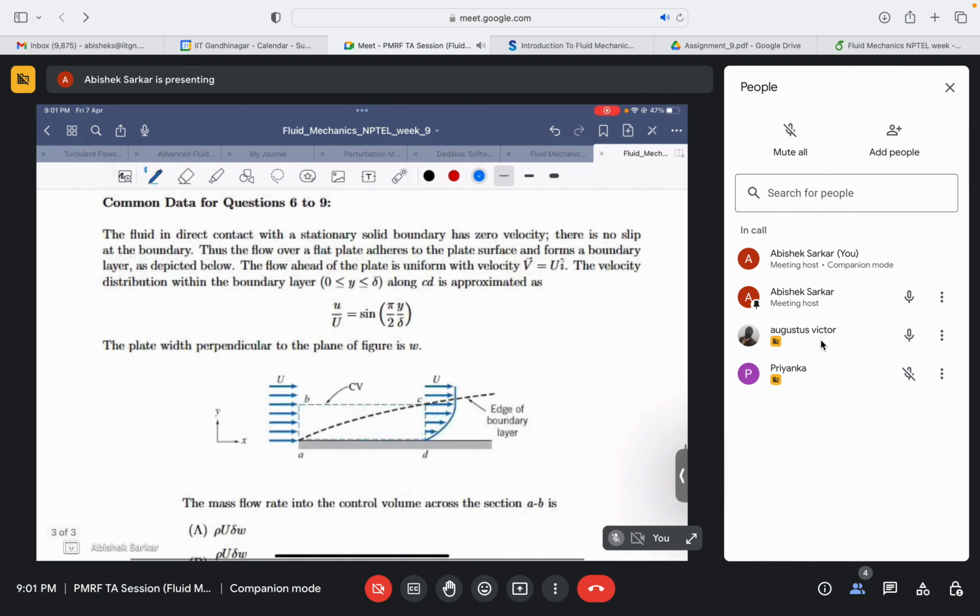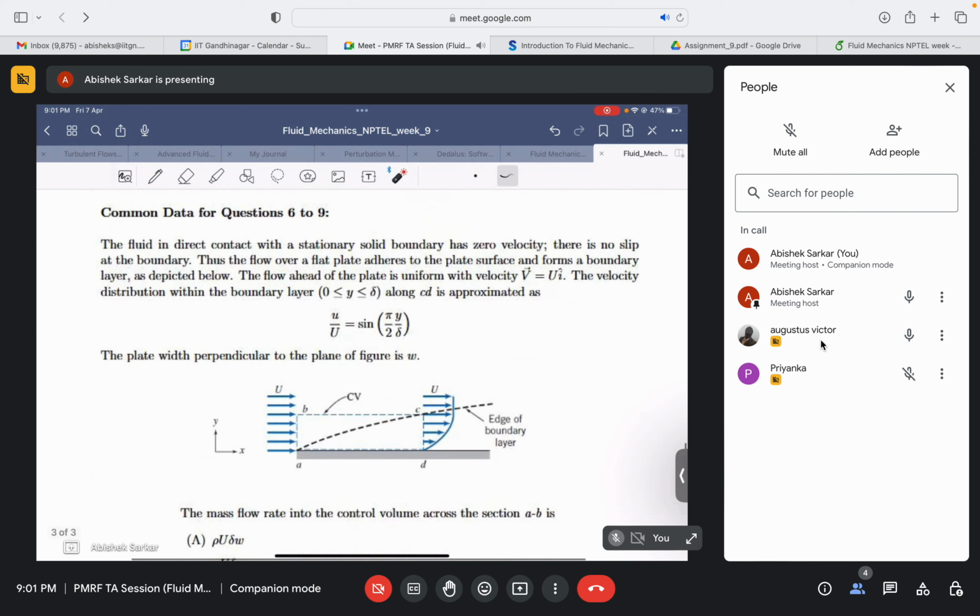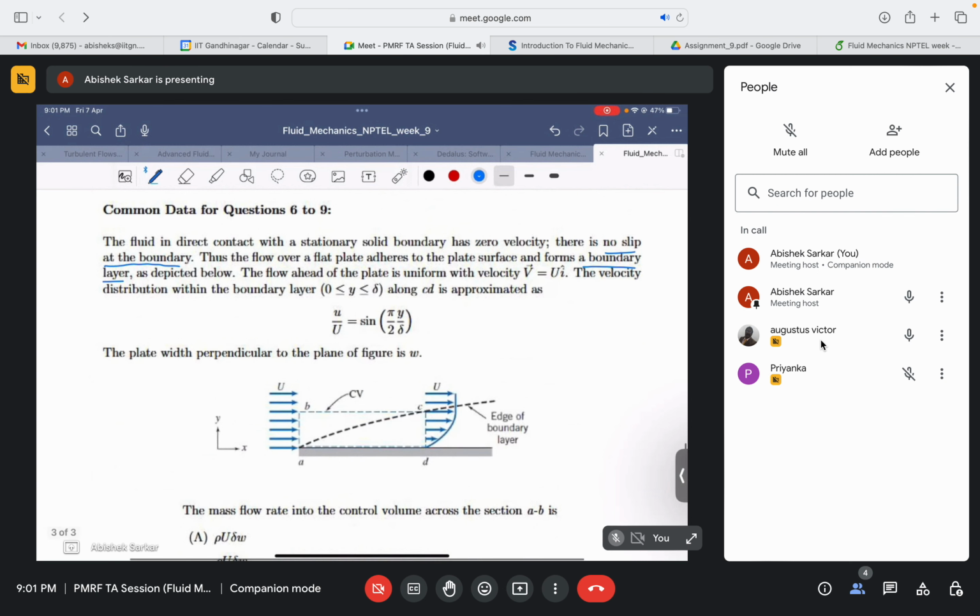So today, for 4 questions, 6 to 9, I'll read the question. The fluid in direct contact with a stationary solid boundary has 0 velocity. There is no slip at the boundary. Thus, the flow over a flat plate adheres to the flat surface and forms a boundary layer. Again, I have discussed boundary layer in my previous class, I guess. The flow ahead of the plate is uniform with velocity V equal to U i cap. Basically, in the vector form they have denoted.